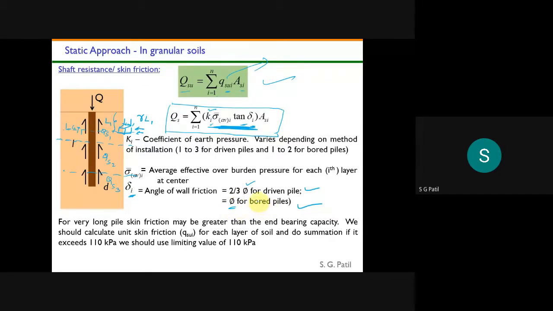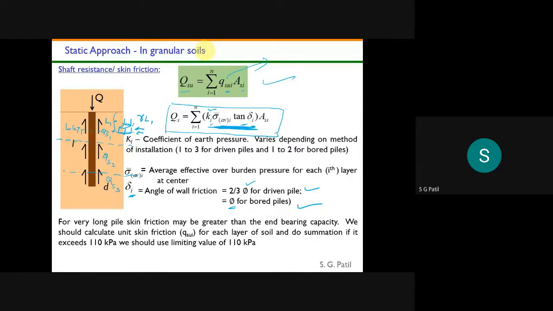Because bored piles will disturb the surrounding soil very little. So that's why I am taking the full phi value here. I am reducing it to two-third because of driving the pile, whatever soil is present surrounding the pile will be disturbed. That's why I am taking a reduced phi value, so it's two-third of phi value. Okay. So this is the method to calculate the shaft resistance.